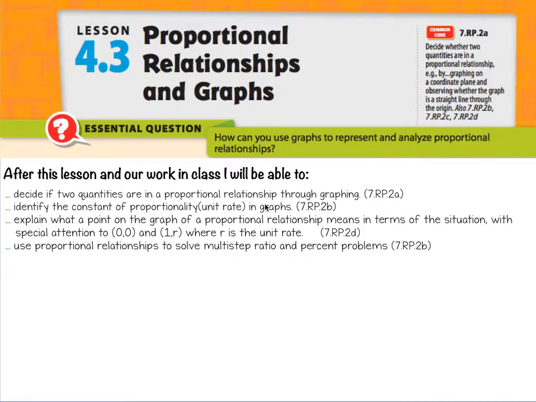And we're not only going to do that, but then we're going to talk about different spots on the graph and what those points mean. So 0, 0, what does that point mean and what is it called? And in particular, the point 1, comma r or x, y, whatever the variable we want to use is, where r is that unit rate. Okay, so we're going to pay special attention to those 2 points, and we're going to use proportional relationships to solve multi-step ratio and percent problems. We're not paying attention to percent right now, that'll be next unit, but ratio problems for sure.